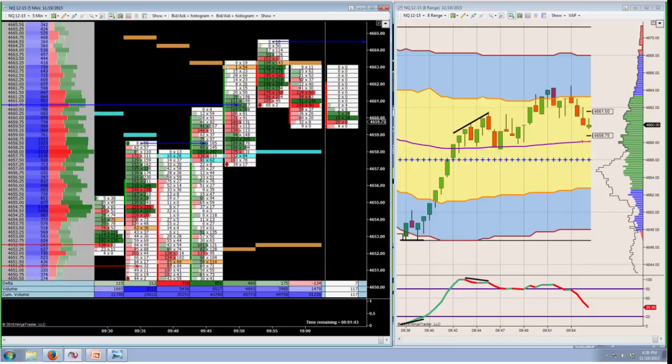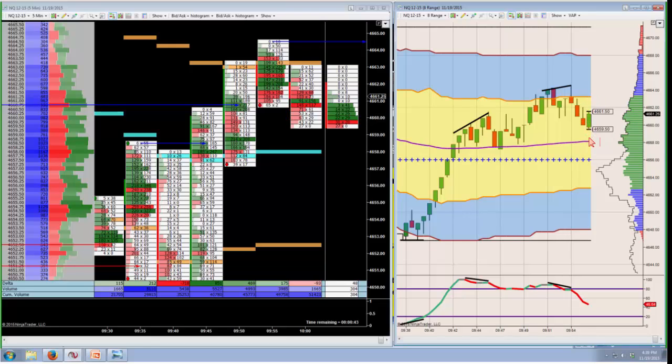Also, what's nice about this, again, with my divergence, I love divergence. I've got divergence off that area. We've got a topping tail there. So again, the chances are good that this is not going to break out, at least not yet. So we have a lot of options on this.